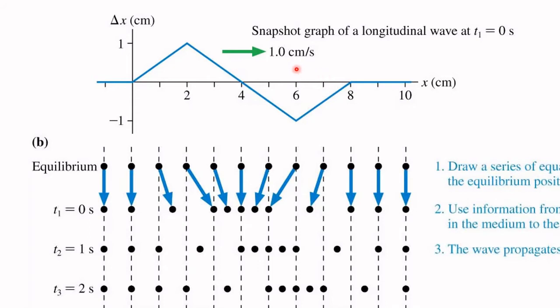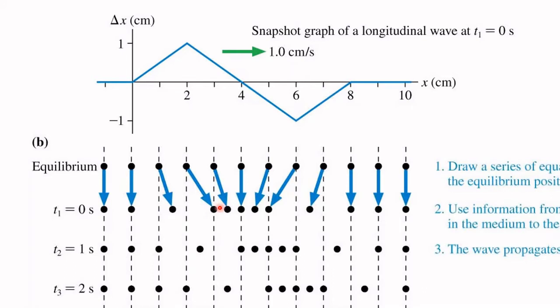So let's look at the particle which is normally at 6 centimeters. It has a displacement of -1 on the graph. That tells us that it's been scooted to the left. And this is the important point. Do you see how all these particles are bunched up? You could say that the density of the fluid is higher there.